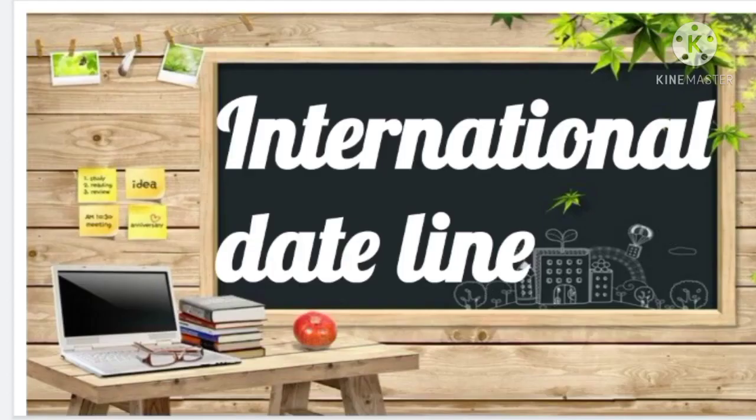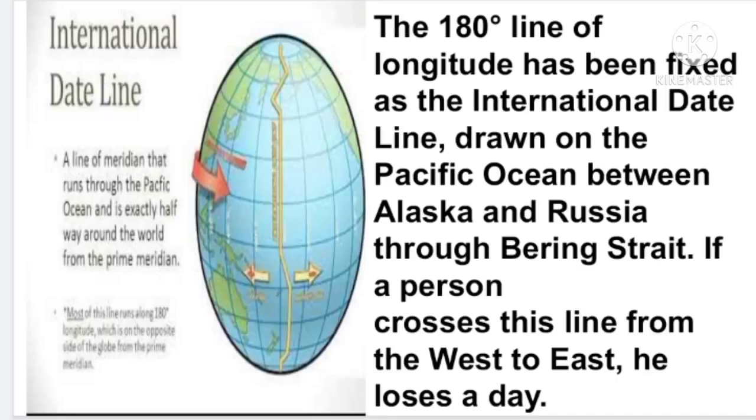Now let's see the international dateline. The 180-degree line of longitude has been fixed as an international dateline, drawn on the Pacific Ocean between Alaska and Russia through Bering Strait. If a person crosses this line from west to east, he loses a day.